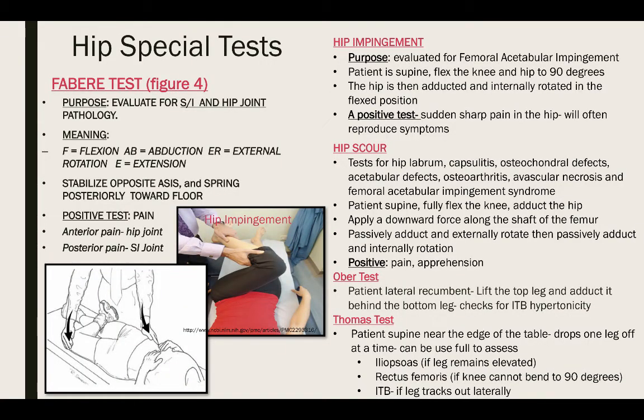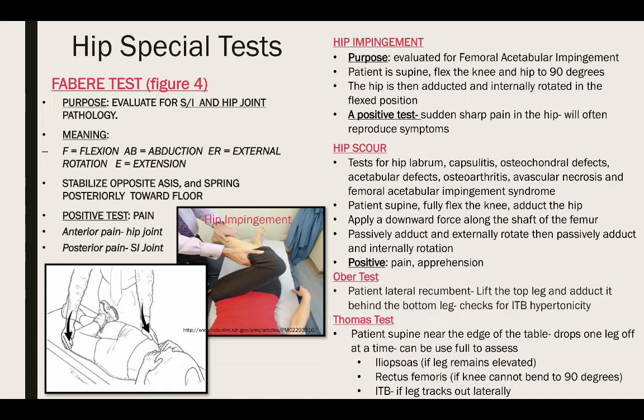So our special tests. I know you guys have had FABER before. This is your figure 4, right? And when you press on the figure 4, if you have pain in the anterior hip region or in the groin, that's more positive for true hip joint, versus posterior pain can be for the SI.